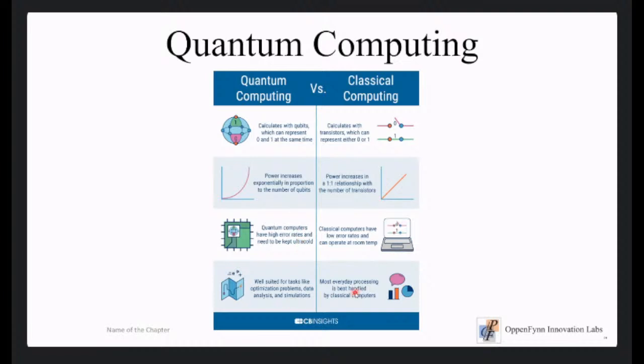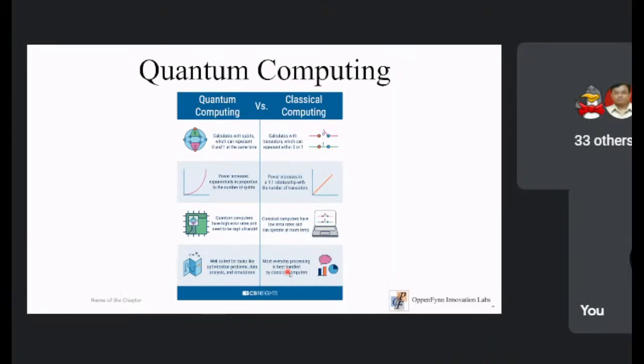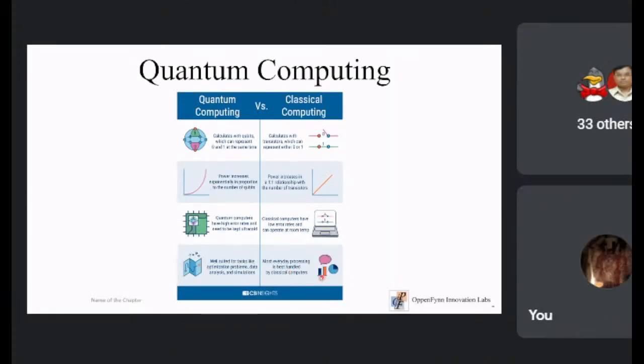Again, this was the point I mentioned before. Most everyday processing is best handled by classical computers. Whether it's gaming or computing or simulations or any document or a PowerPoint, most of these things can be done by classical computers. A classical computer is a very good general purpose computer, whereas a quantum computer is well suited for tasks like optimization problems.